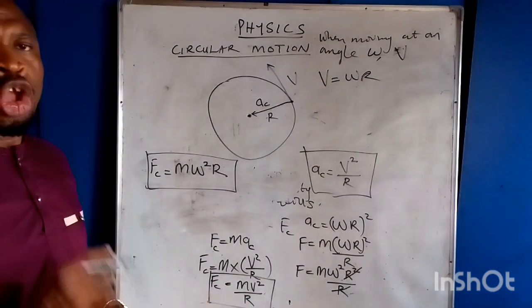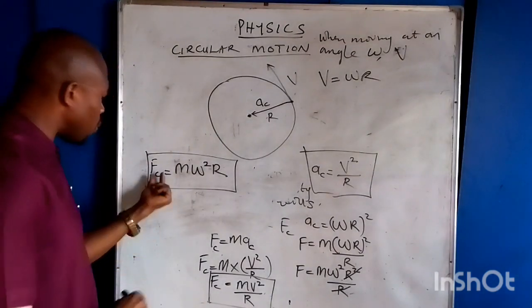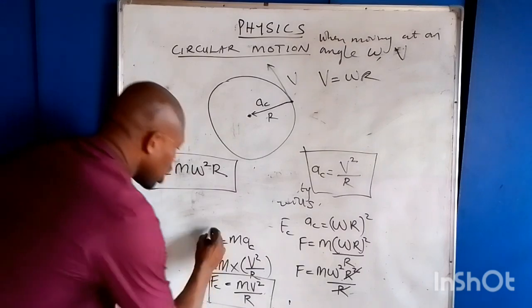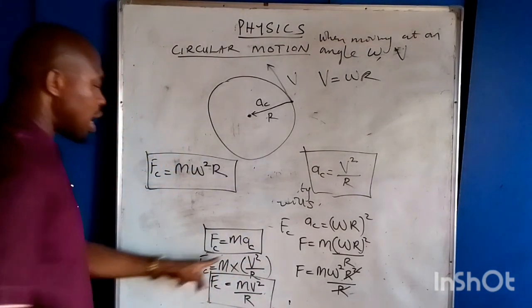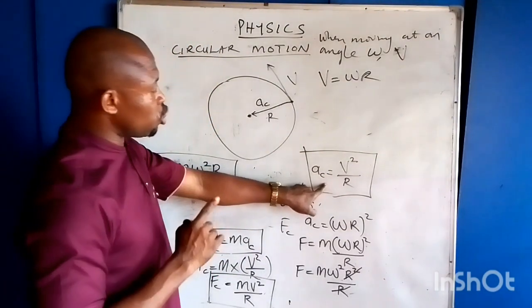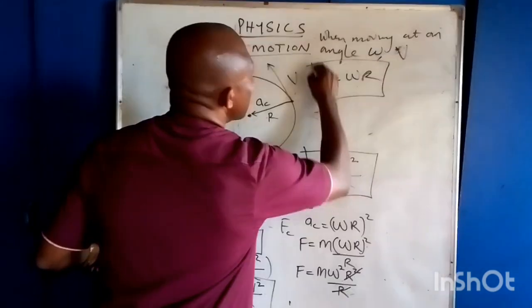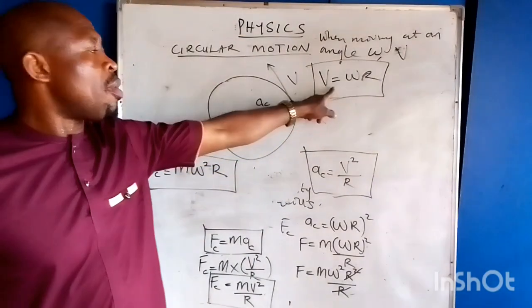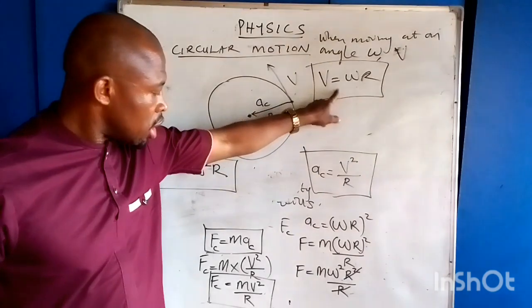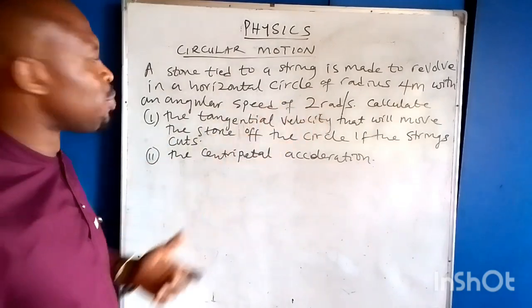Okay, let us take one or two calculations. But before that, let us take a recap of what we have just done. The centripetal force here, this one also is still valid as the formula for centripetal force. This one is the formula for our centripetal acceleration. This one also is valid for maximum speed or the linear speed. This one also is valid. Okay, we solve this first problem.